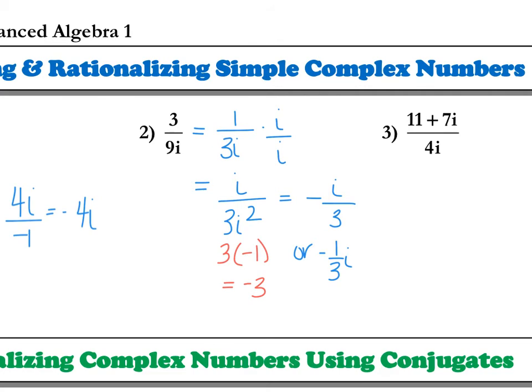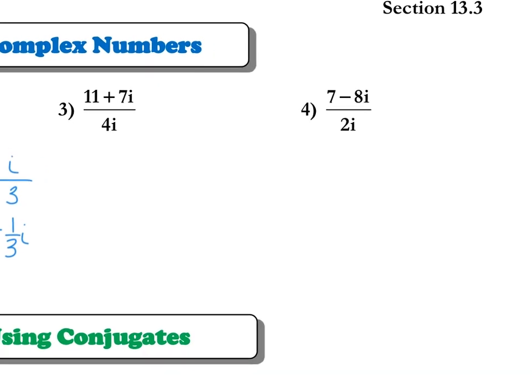Okay. All right, let's take a look at example 3 then. It doesn't matter if there's addition or subtraction in the numerator. It only matters when it's in the denominator, if there's addition or subtraction when you're trying to rationalize. So once again, all we do is multiply by i.